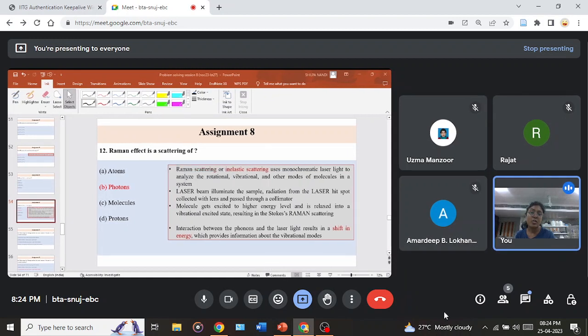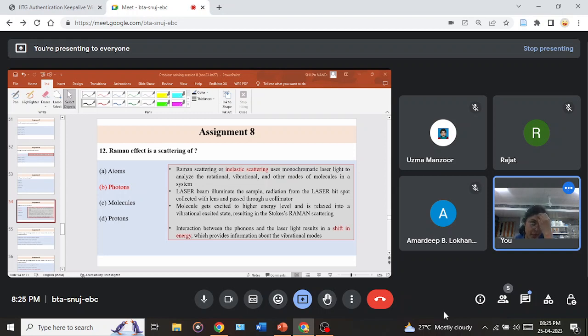Raman scattering, or the inelastic scattering, basically uses monochromatic laser light to analyze the rotational, vibrational, and other modes of molecules in the system. So what happens is the laser beam illuminates the sample and the radiation from the laser hit spot is collected with a lens and passed through a collimator. So molecules get excited to a higher energy level and relax into a vibrational excited state, resulting in the Stokes-Raman scattering. So what happens here is the interaction between the photons.